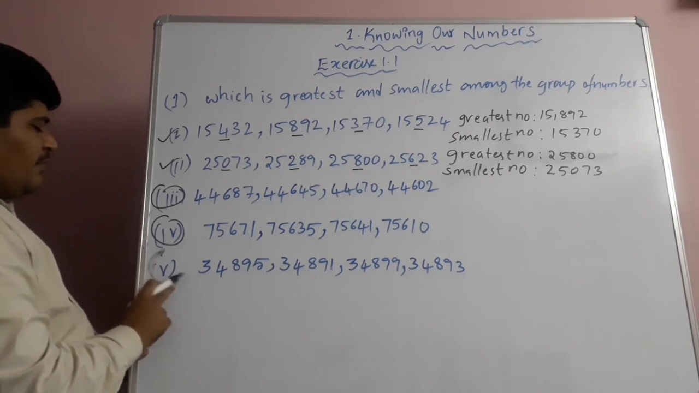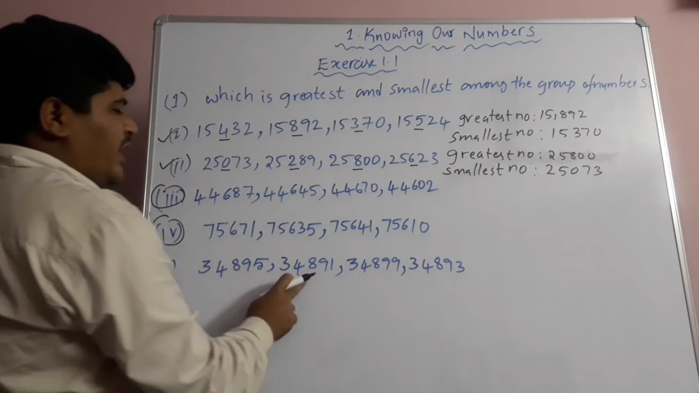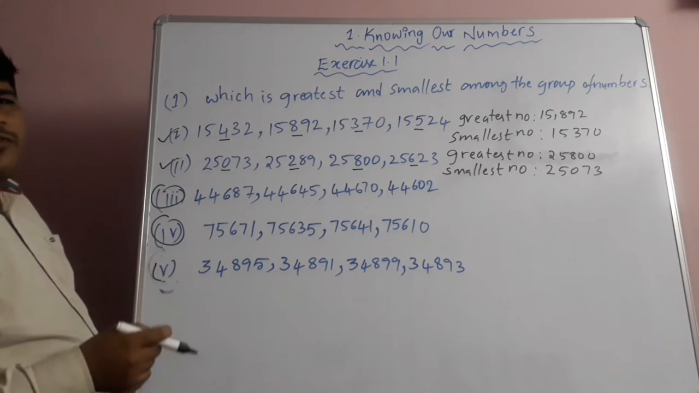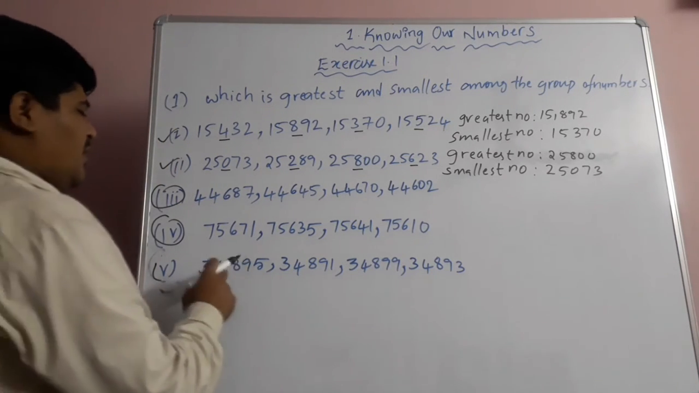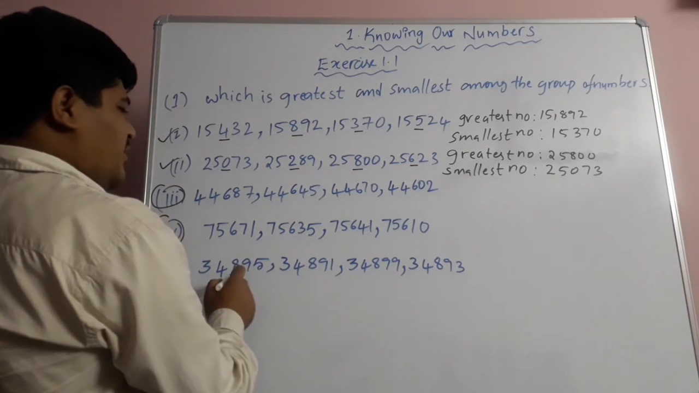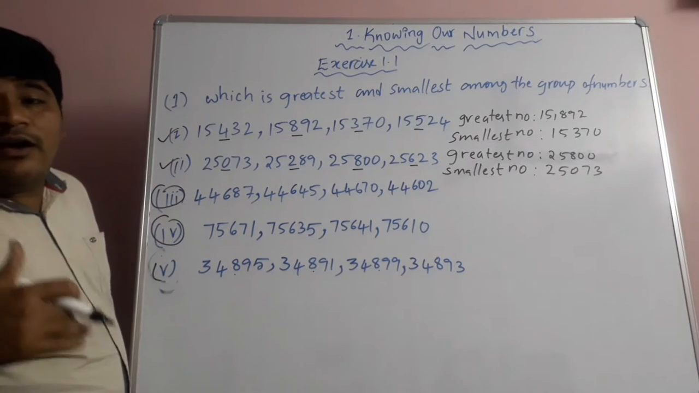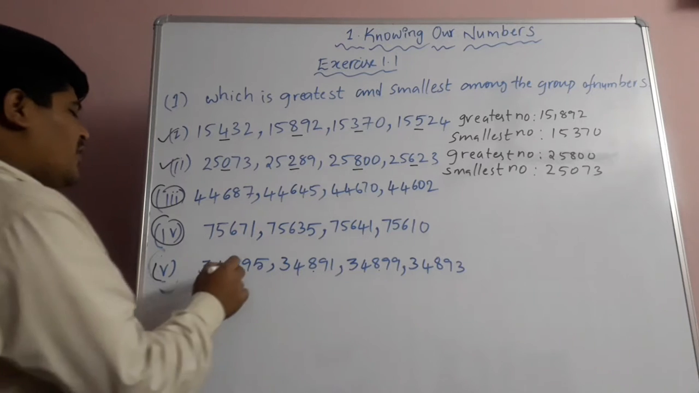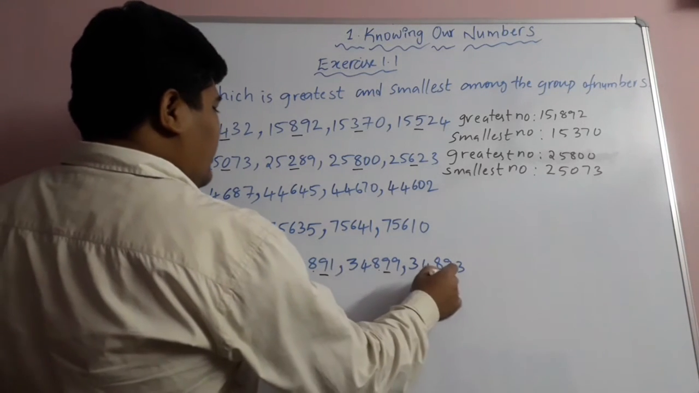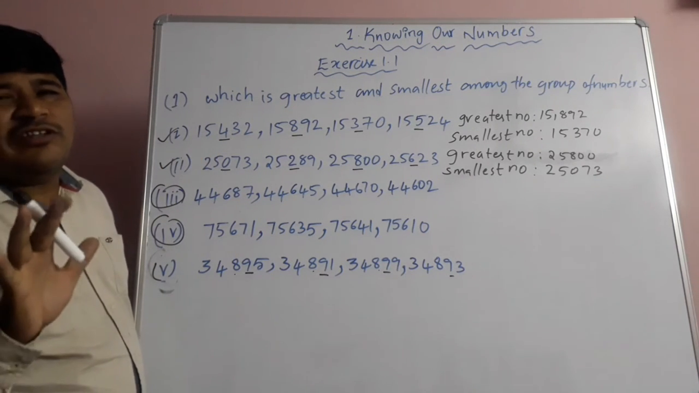So what is the fifth problem, children? 34895, 34891, 34899, 34893. All have 5 digits, children. The first digit is the same in all the numbers. The second digit is also the same. Look at the third digit: 8, 8, 8, 8. Even the third digit is the same. Then we look at the fourth digit, which is 9, 9, 9, 9. So the first four digits are all the same.